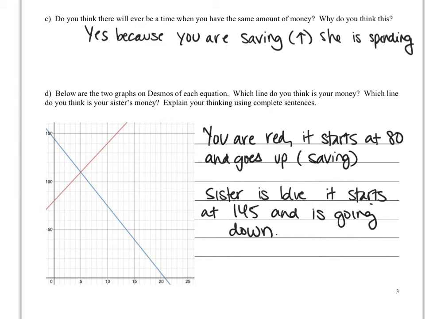So don't worry if you didn't say exactly what was said here, but some things you might be looking at are the fact that the red line, which is going to be you, starts at 80, this is 50, 60, 70, 80, and it's going up. And the fact that it's going up matches that we're saving money. Your sister is going to be the blue line because it starts at 145, and since she's spending money, it would make sense that it's going down.